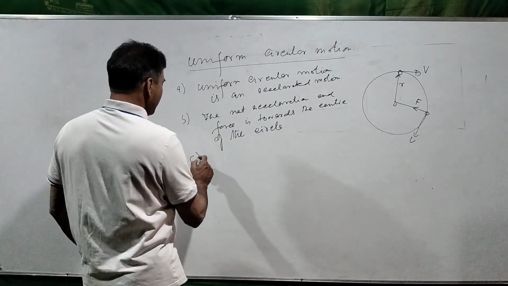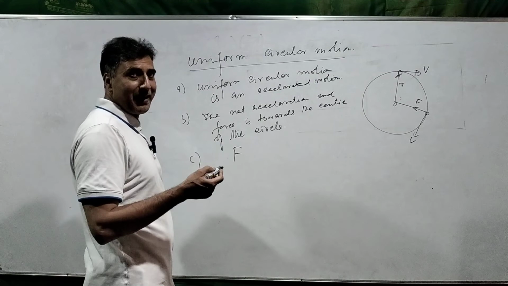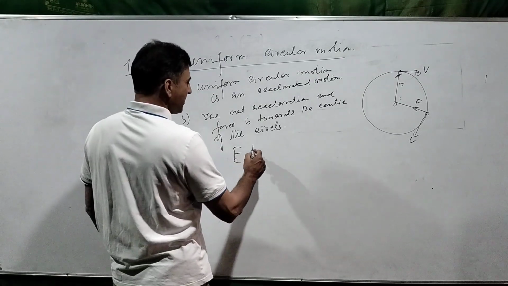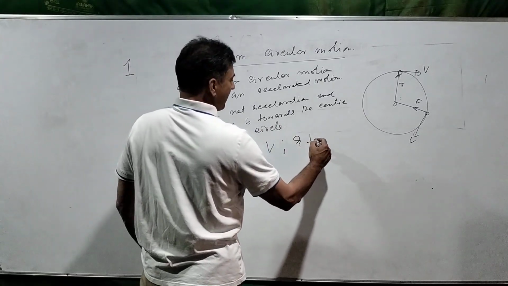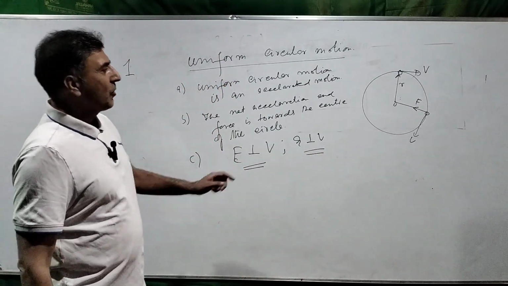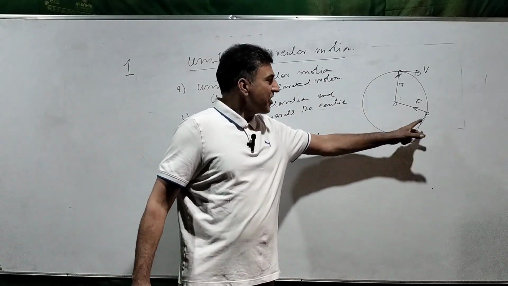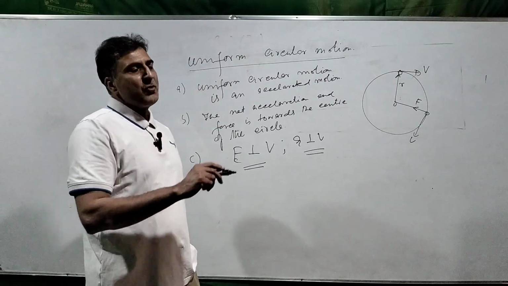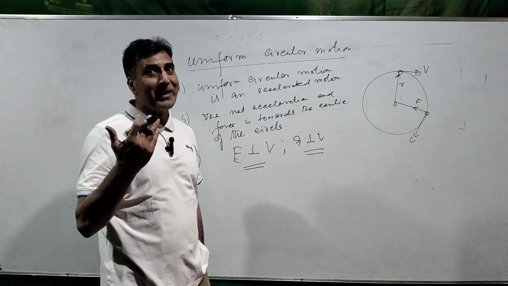So see, the force which we call a centripetal force, center seeking force, because it is towards the center, therefore it's called centripetal force. Centripetal force is perpendicular to velocity and acceleration is also perpendicular to velocity. That is very important. So when the force is always towards the center, there is acceleration towards the center. How much? What is the magnitude of that acceleration?